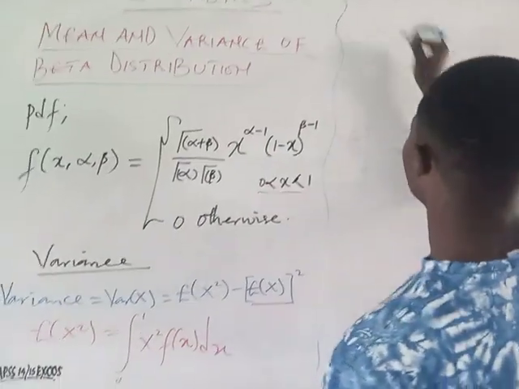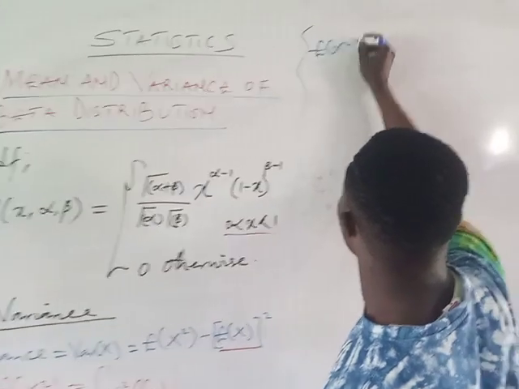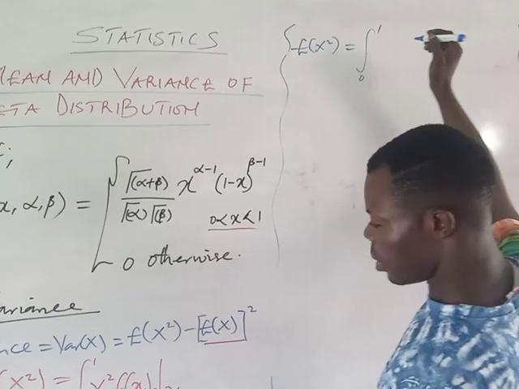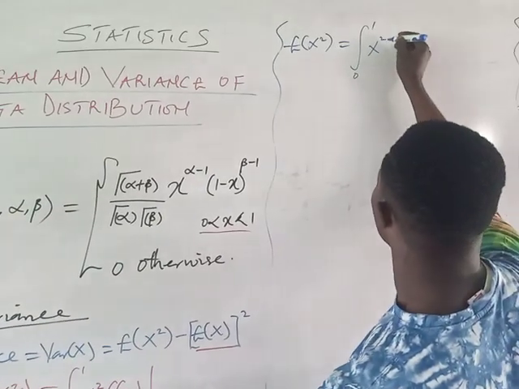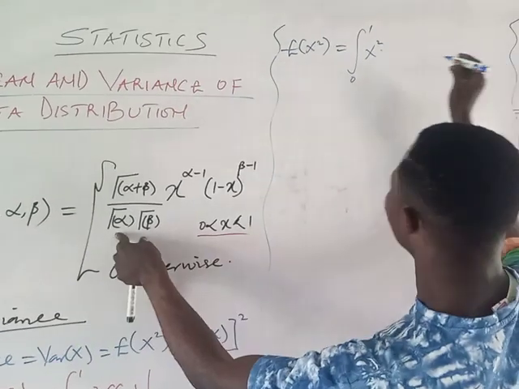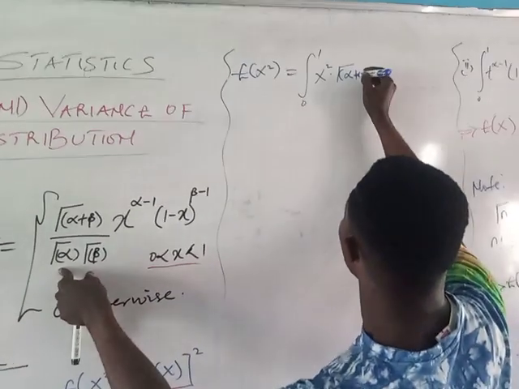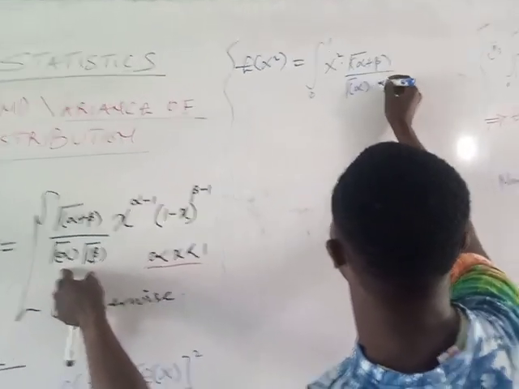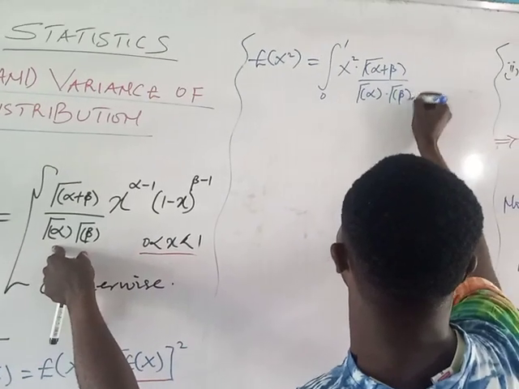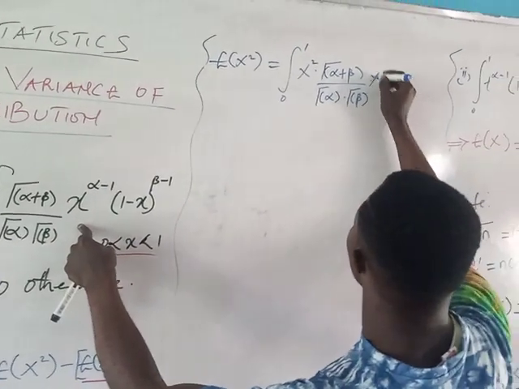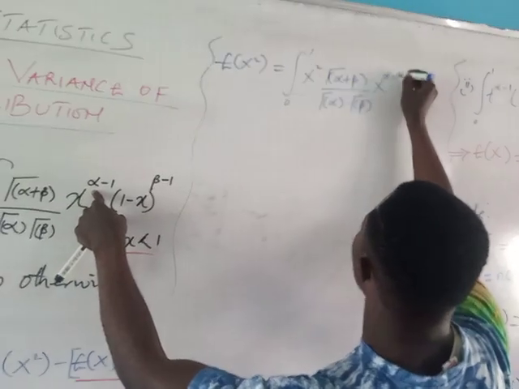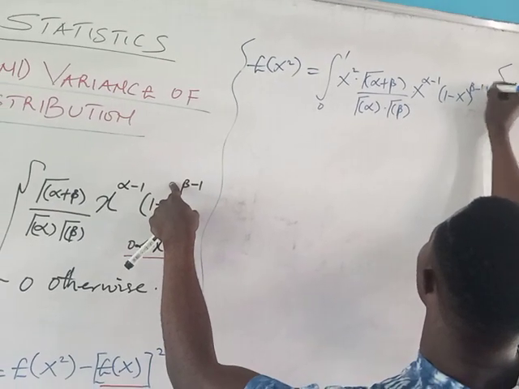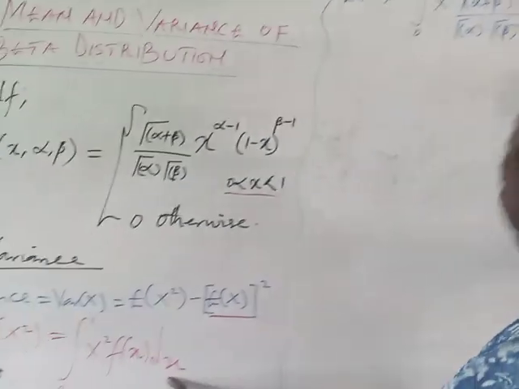the expected value of x squared equal to the integral from 0 to 1 of x squared here times this function, which is gamma of alpha plus beta all over gamma alpha times gamma beta, then times x raised to the power of alpha minus 1 into (1 minus x) to the power of beta minus 1, all with respect to what? The x.